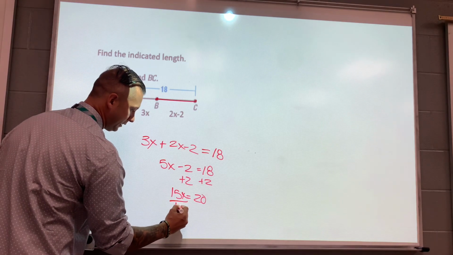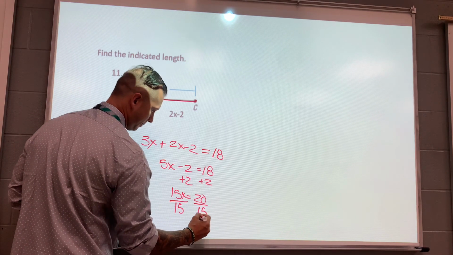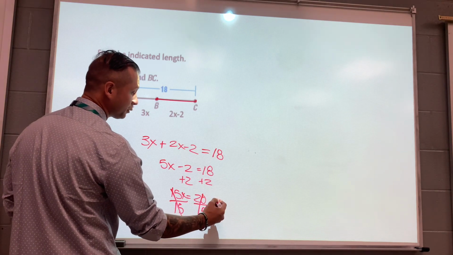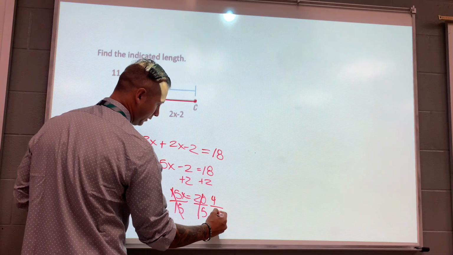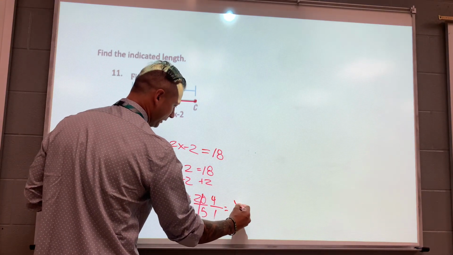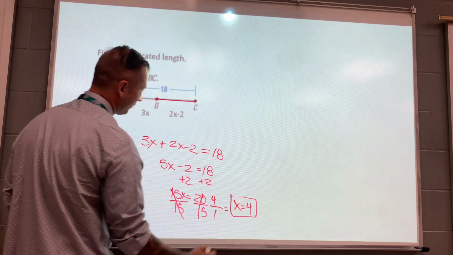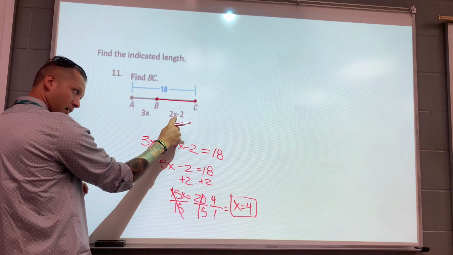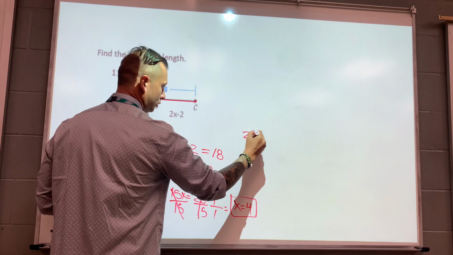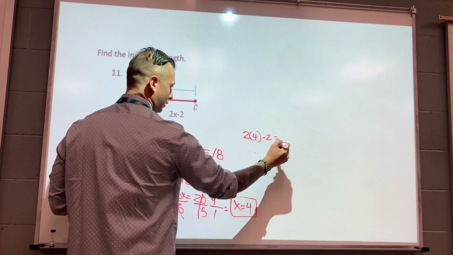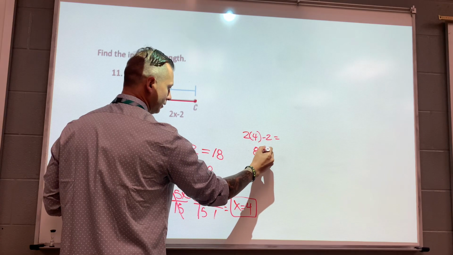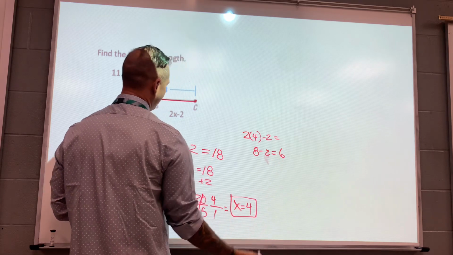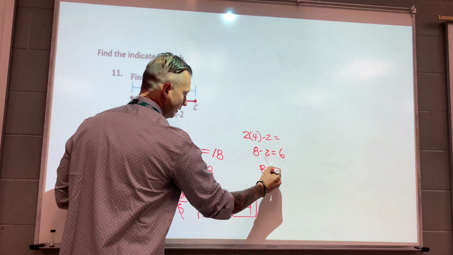Dividing both sides by 5. So this is going to cancel out. It's going to reduce rather. 5 goes into 20. 5 goes into 5 once. So x is equal to 4. We'll plug x into this term this time. So 2 times 4, which is basically 8 minus 2. So BC is equal to 6.